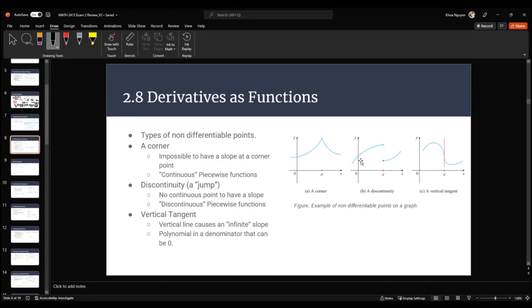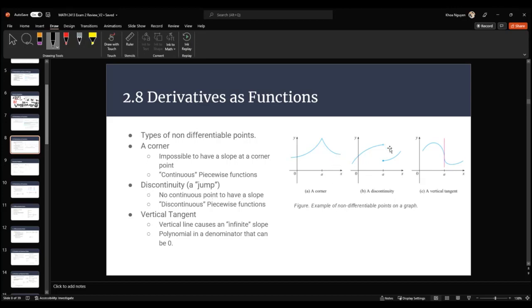So derivatives as functions, there's also the graphing aspect of things. There's calculation, but there's also graphing. And there are several types of points where you actually can't differentiate. One is a corner. If it abruptly turns in a different direction, then it's not differentiable, even though it's continuous.